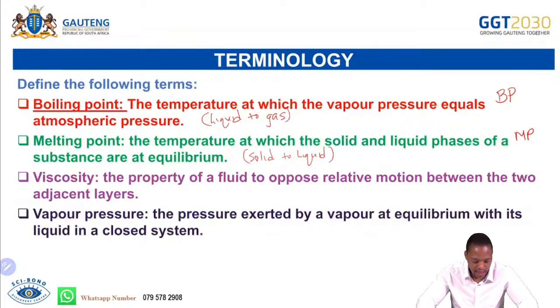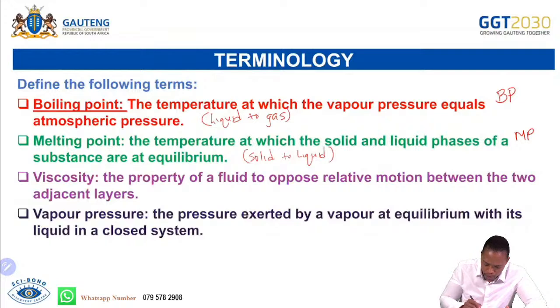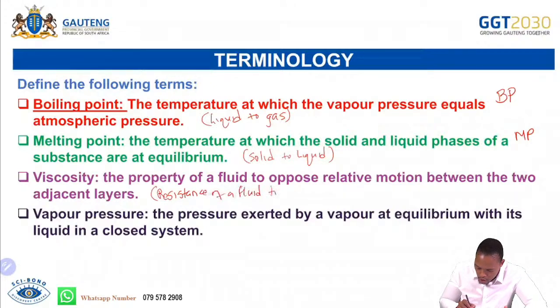Then I have viscosity. What is viscosity? This is the property of a fluid to oppose relative motion between two adjacent layers. When you have two adjacent layers, there is going to be that opposition that occurs there. But how can we think about it in general? When you take viscosity, grade 12, you are simply talking about the resistance of a fluid to flow, just in general.